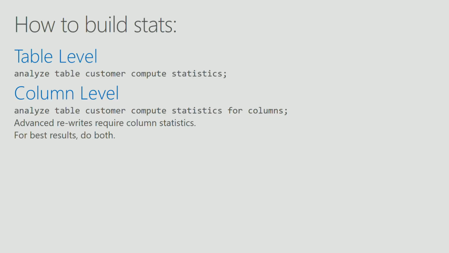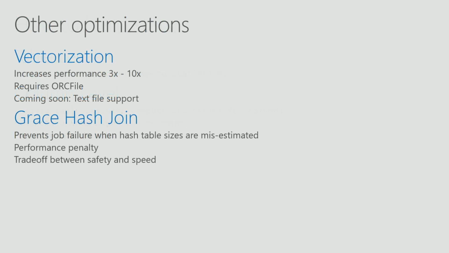All you need to do, once your table is ready, is type ANALYZE TABLE customer COMPUTE STATISTICS. This will create the table statistics. You can also create column statistics. We recommend doing both, for best results. Then Hive will take care of it. It'll make all your queries run faster, especially if they're joins. So that's cost-based optimization. The two other optimizations are vectorization and grace hash join.